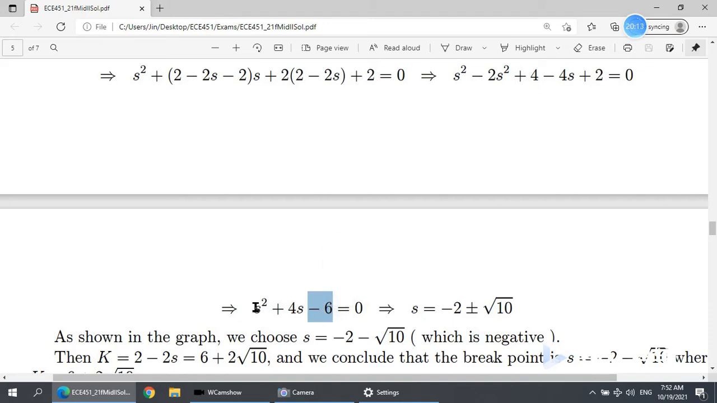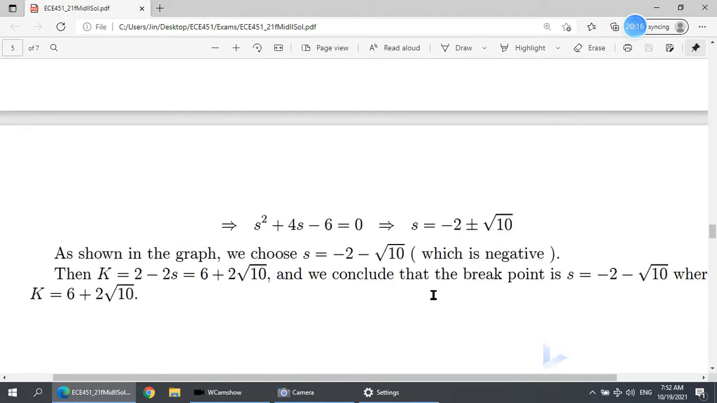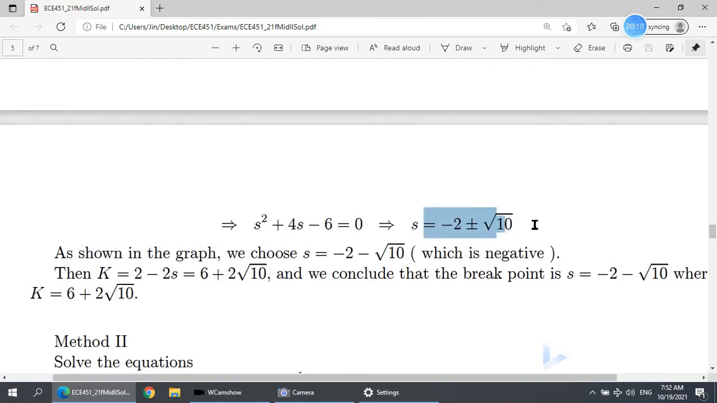Alright. Okay, so we have this one equal to 0. Then you can get this answer. You can just use the formula, negative b plus or minus square root of b squared minus 4ac over 2a, the root of the quadratic equation. You follow that formula, you can have this result. But you see, you have two results. It's negative 2 plus or minus. So which one do you want?